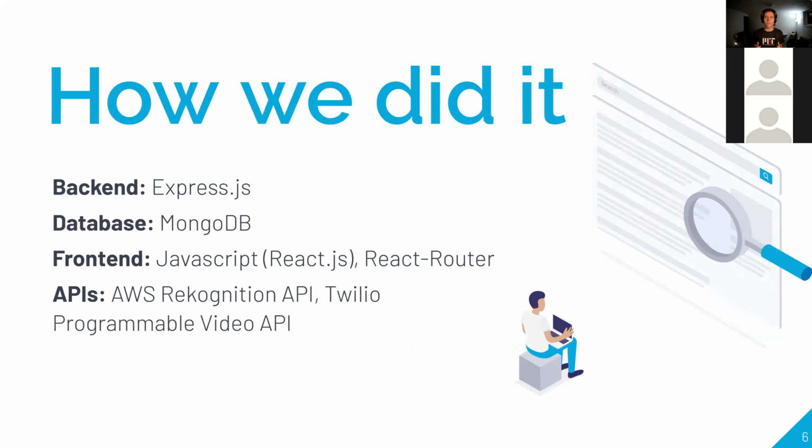How we did it: we built a web app with a back end built with Express, a Node.js JavaScript-based server, a database called MongoDB, which works great with JavaScript and is really easy to use, and a front end in React that let us quickly build out a complex application with lots of states and moving parts. And we use two APIs. One, the AWS Rekognition API in order to do our facial analysis, and two, the Twilio Programmable Video API, which enabled us to actually make the video platform.